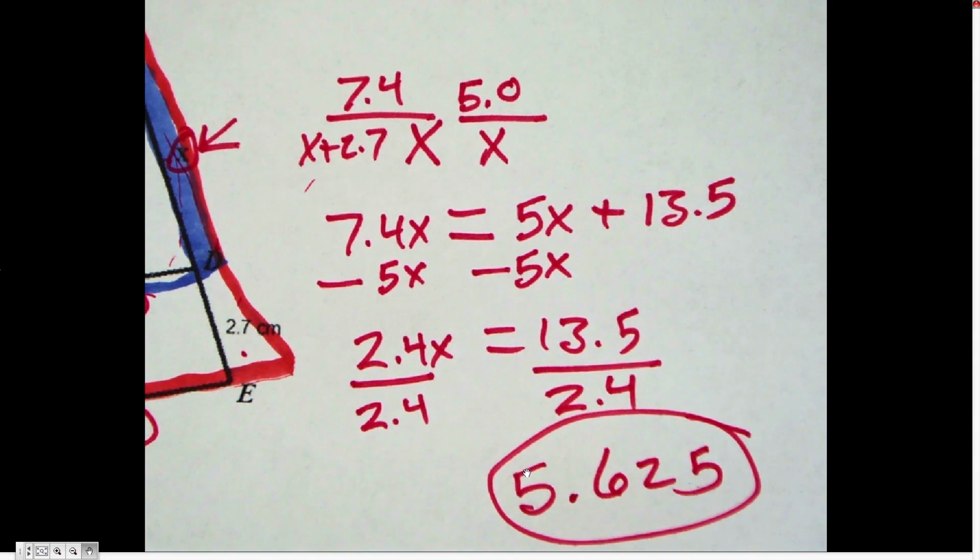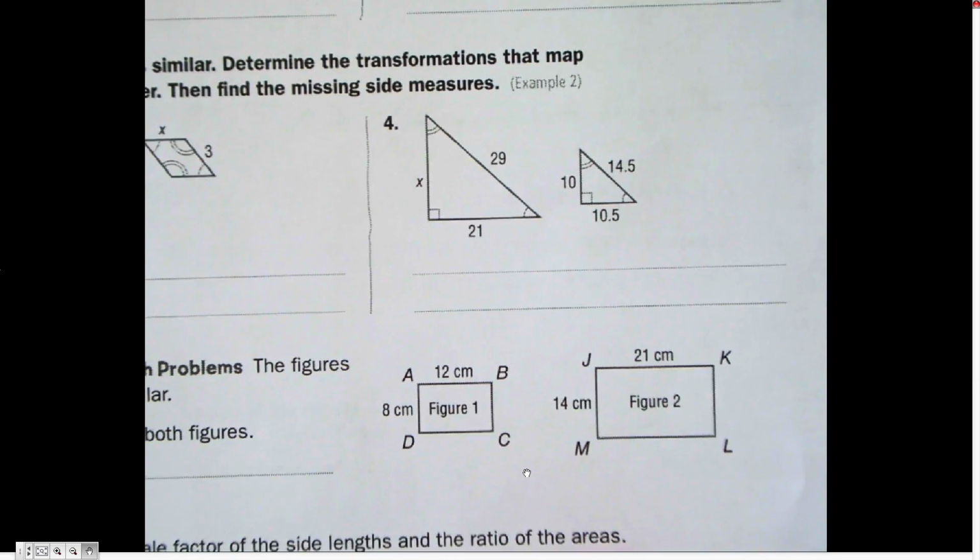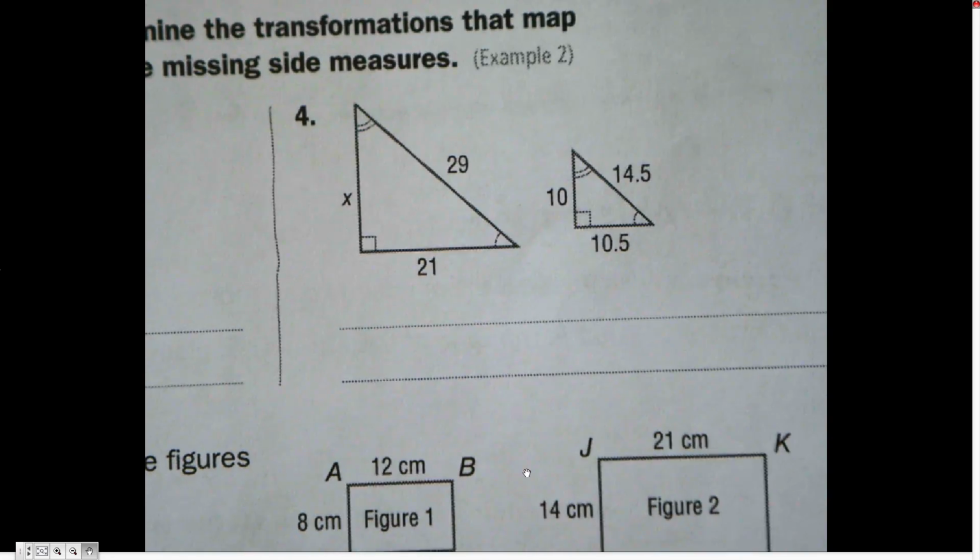So it's just like with the guy standing at the telephone pole. You can find the missing value by comparison. Let's do another example here.